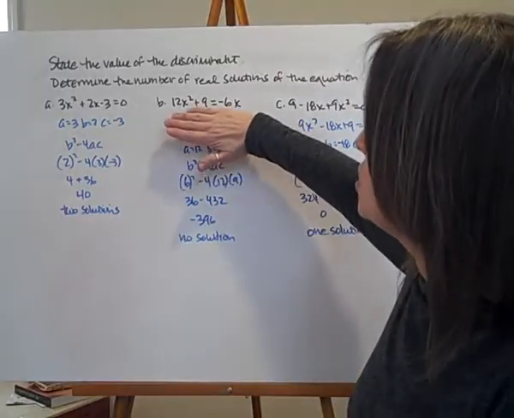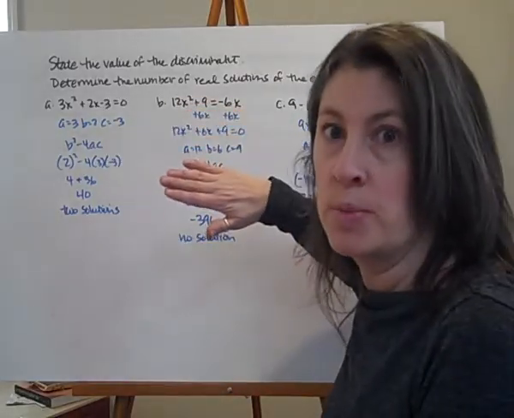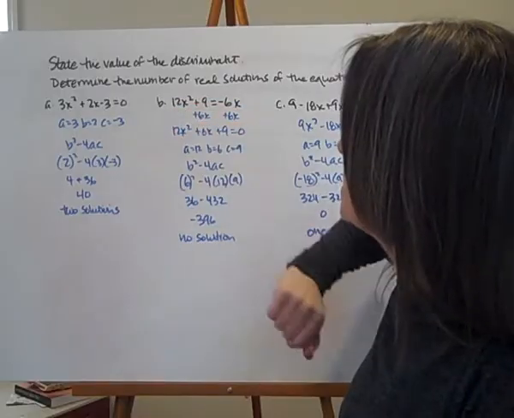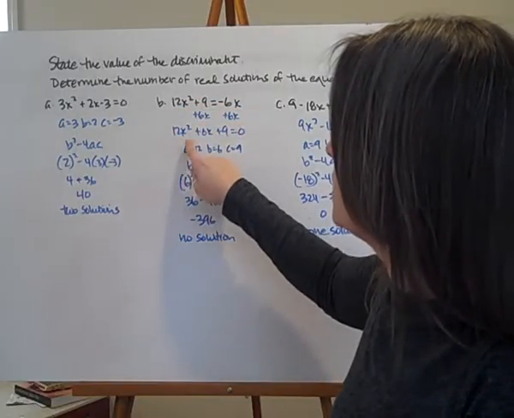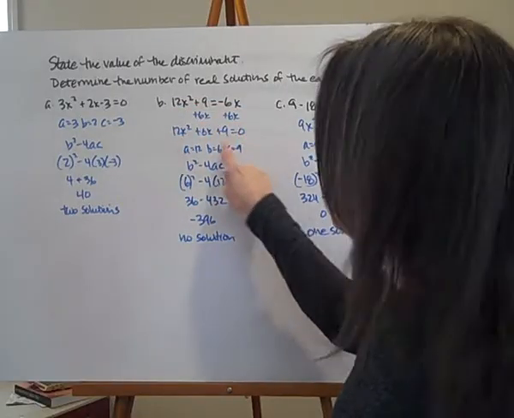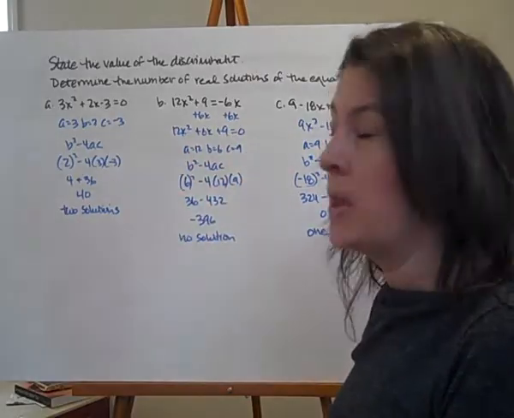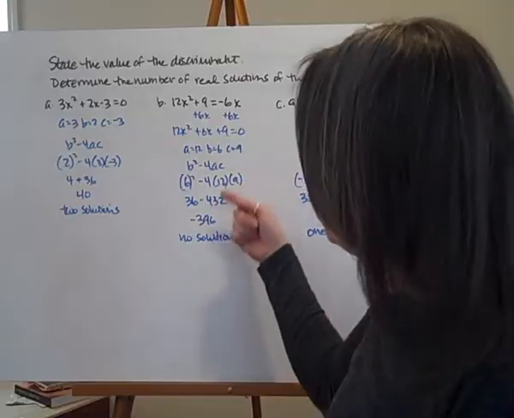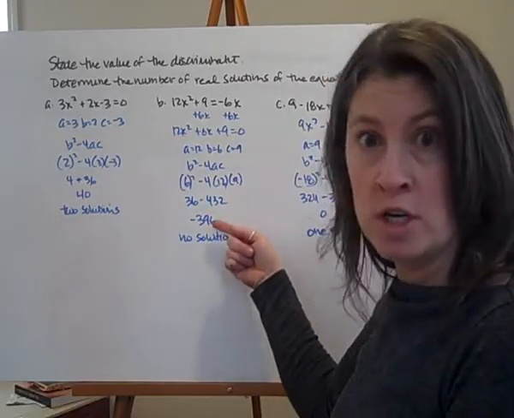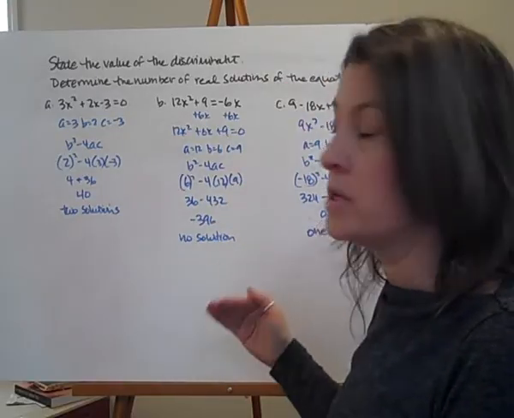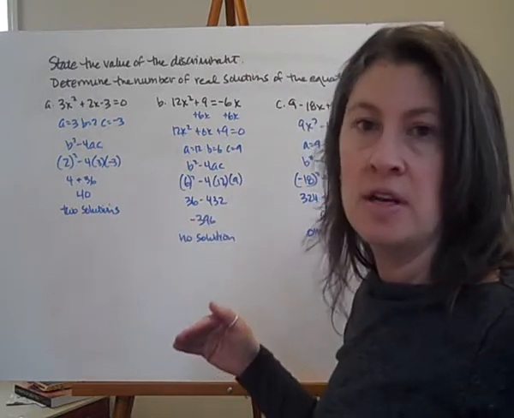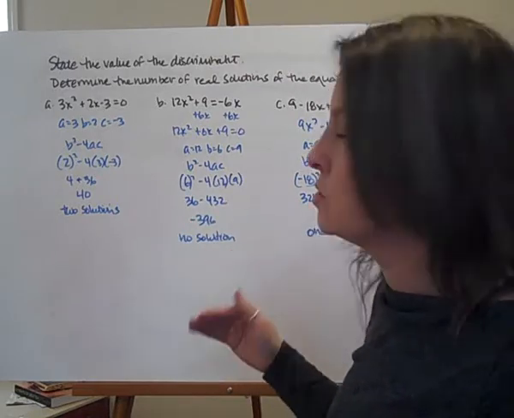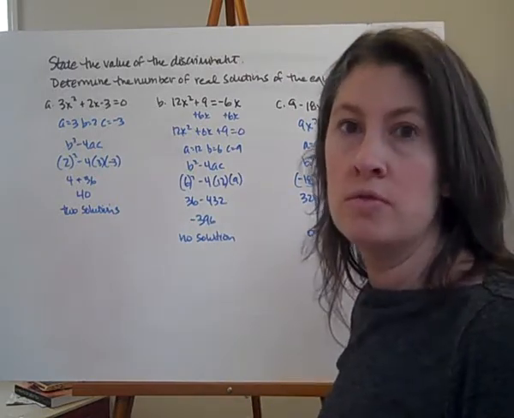For this next equation, notice it's not in ax squared plus bx plus c form, so I'm going to add that 6x to both sides. So I get 12x squared plus 6x plus 9. So I have these values for a, b, and c. When I plug those in, I have negative 396 as my discriminant. The second part of this is how many solutions. Since it's negative, I can't find a negative square root of a number. We don't have a real solution for that, so there's no real solution for this.